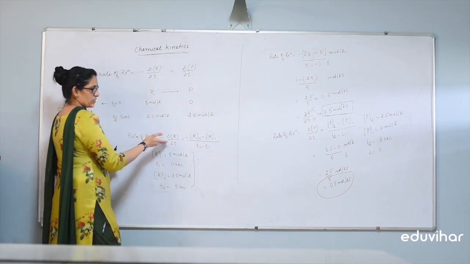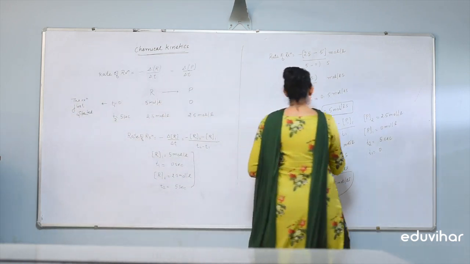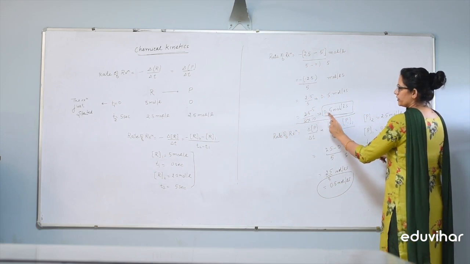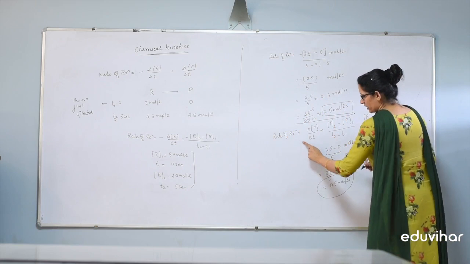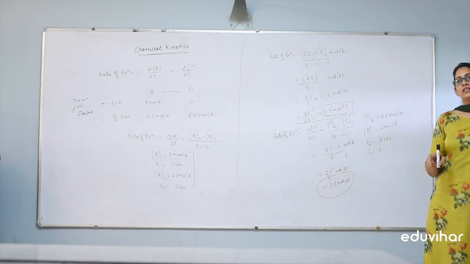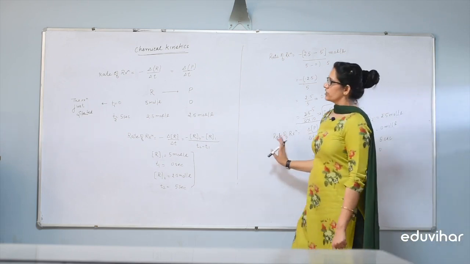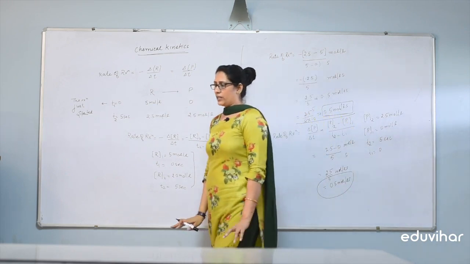Rate of reaction, change in concentration of reactant. Putting all these data, we calculate the rate of reaction in terms of reactant is 0.5 mole per liter per second. Rate of reaction in terms of product is the same 0.5 mole per liter per second. Means whenever we calculate rate of reaction in terms of reactant or in terms of product, that always remains equal.